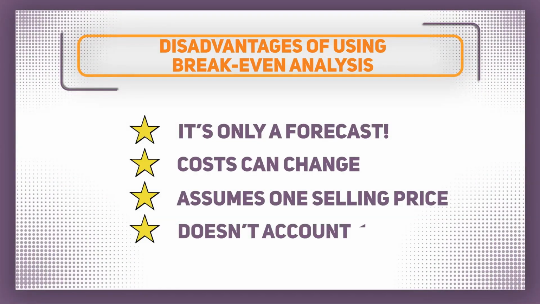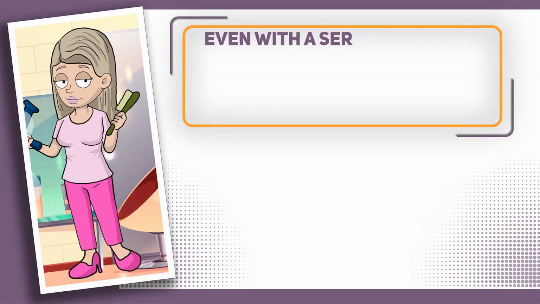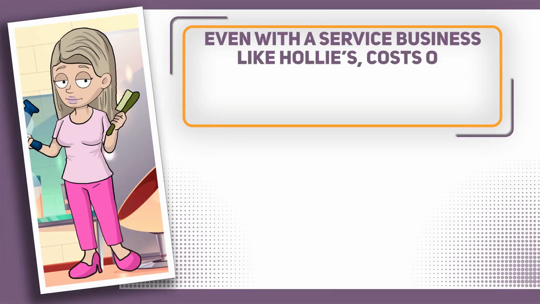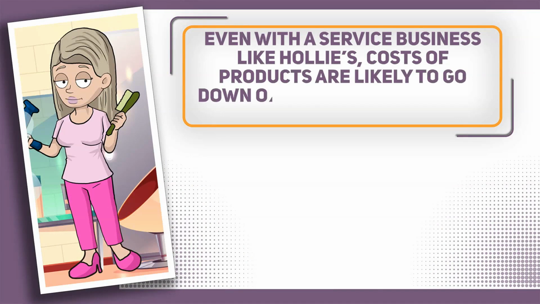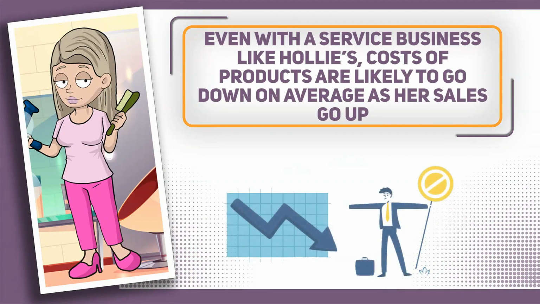It also assumes that there are no defective products or refunds. No matter how good a hairdresser Holly is, at some point she will probably have to give a refund to a disgruntled customer. And finally, break-even analysis assumes that there are no economies of scale. Even with a service business like Holly's, costs of products are likely to go down on average as her sales go up, due to purchasing economies.